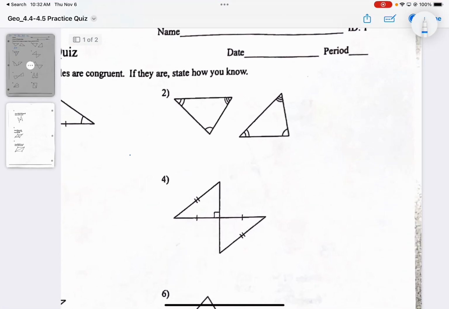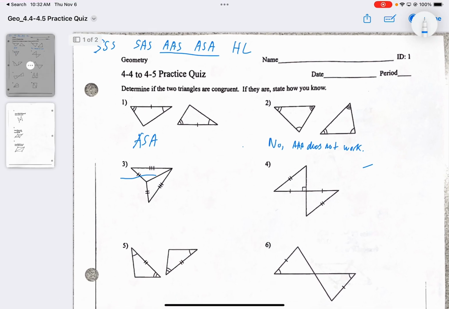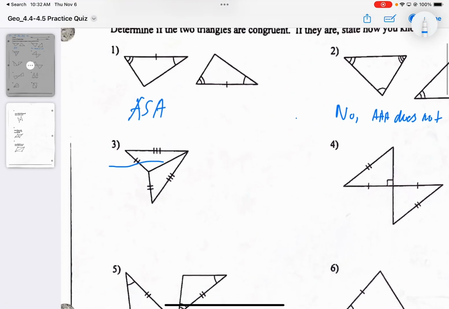Okay, let's look at number 2. Who did 2? Can I prove them congruent, Prabnor? No. Why? Oh, there's no data. Good. So you can say not enough info, or we could say AAA does not work. Good. All right, cool. What about number 3?